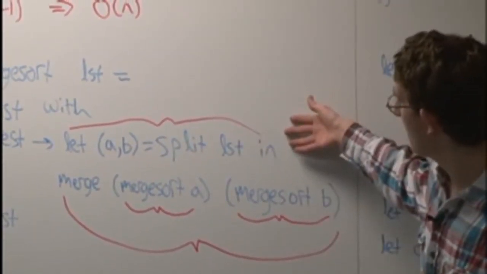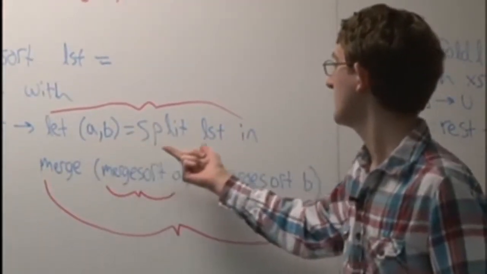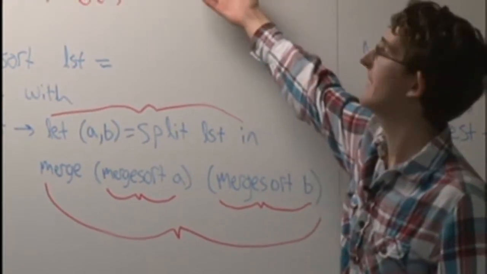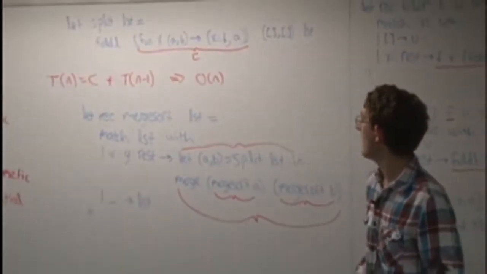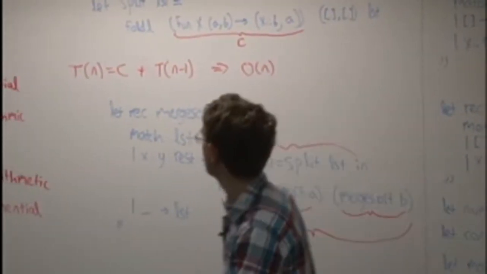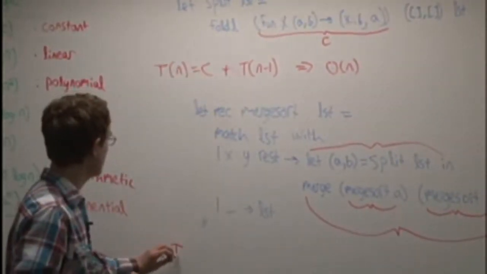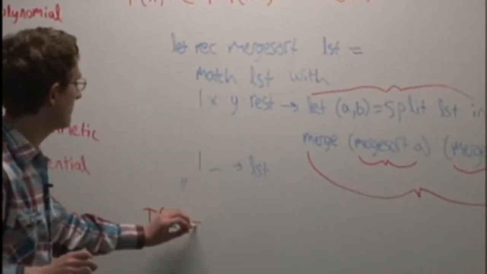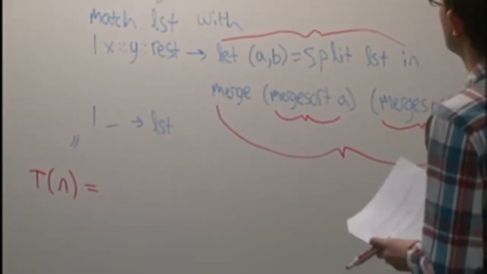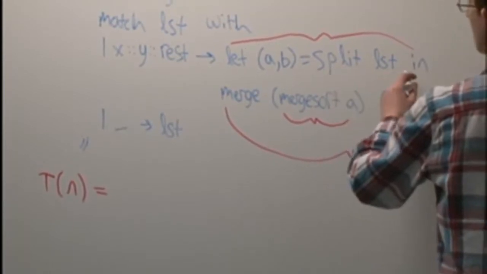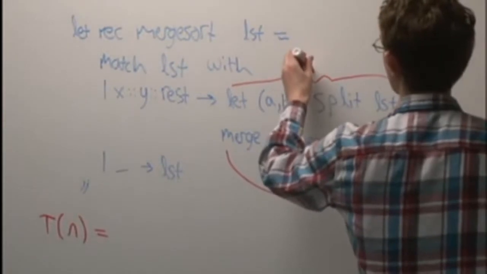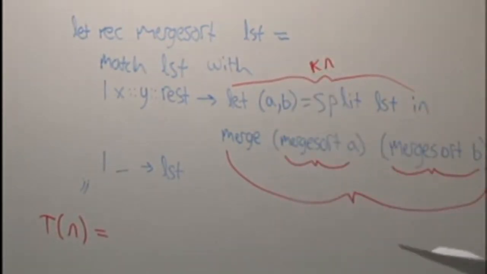So the running time for let A equal split list, well, we know that already because we just solved that. The list is length n because that's how we define this relation, right? So T of n equals. So split list, we'll write kn, so it's some constant times n.